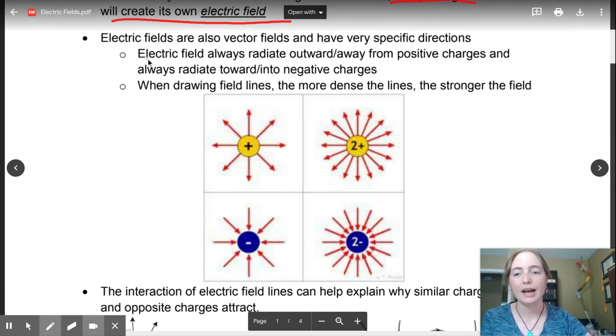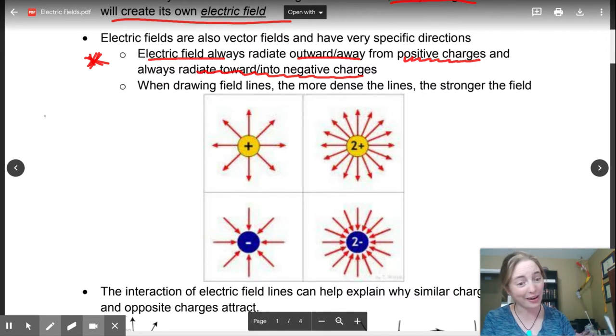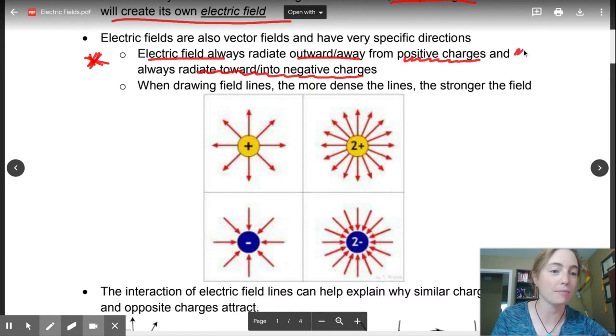Electric fields are going to either radiate outward, away from positively charged objects, and radiate towards negatively charged objects. So what I need you guys to do is star that in your notes, put a sticky note in there that says on test or memorize or something along those lines.